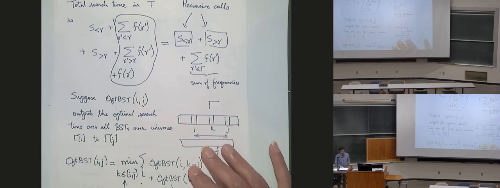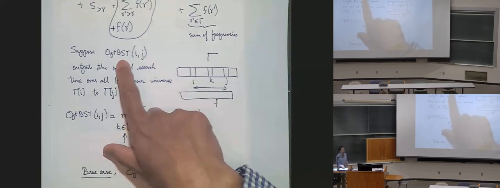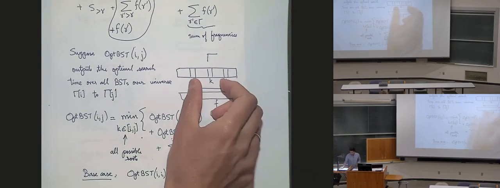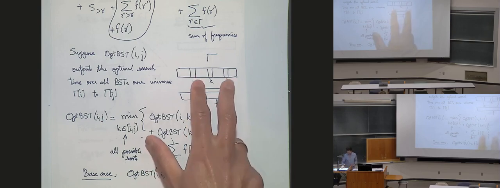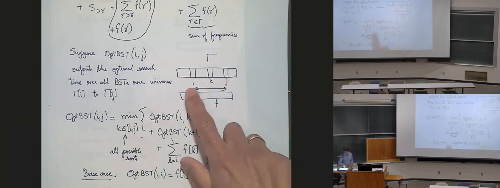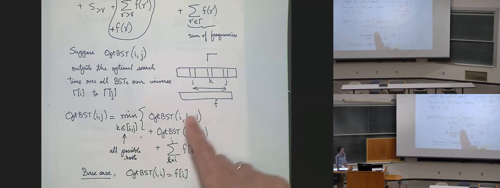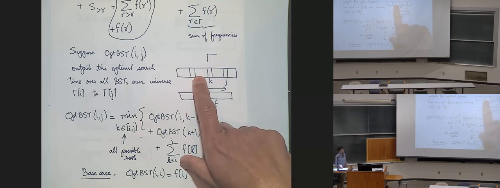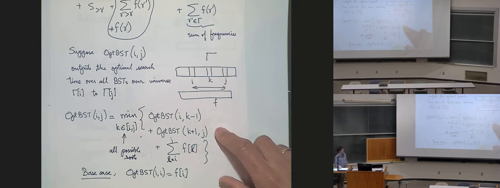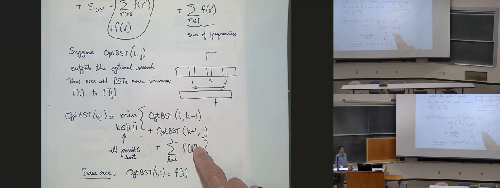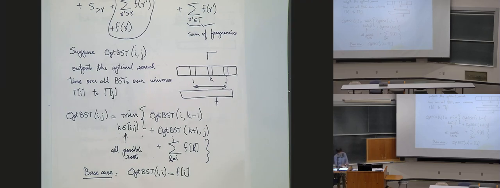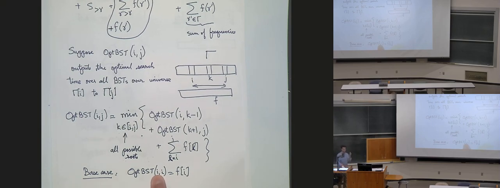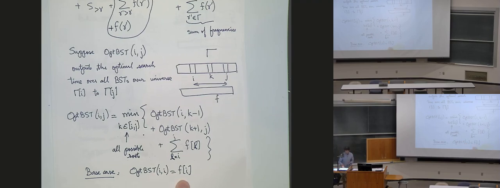When you step back and write this out, you get the optimal binary search tree of an interval ij, a subinterval of the universe. I choose all possible roots in between, look at the optimal binary search tree for the left and for the right part, and then sum all the frequencies. If I minimize this overall quantity over all possible roots, I get the best possible choice of root. The base case is when the universe just has size 1, in which case you just get the frequency.